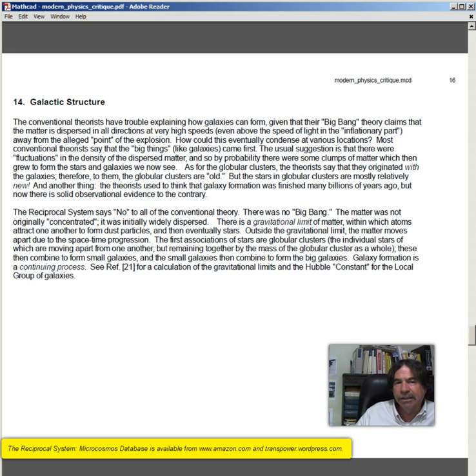The first associations of stars are globular clusters, the individual stars of which are moving apart from one another but remaining together by the mass of the globular cluster as a whole. These then combine to form small galaxies, and the small galaxies then combine to form the big galaxies. Galaxy formation is a continuing process. See reference 21 for calculation of the gravitational limits and the Hubble constant for the local group of galaxies.